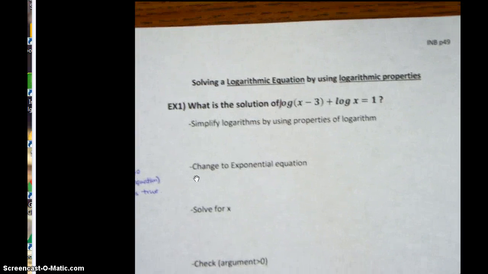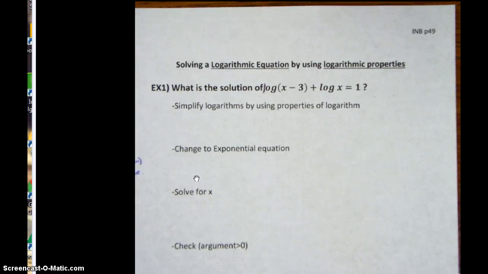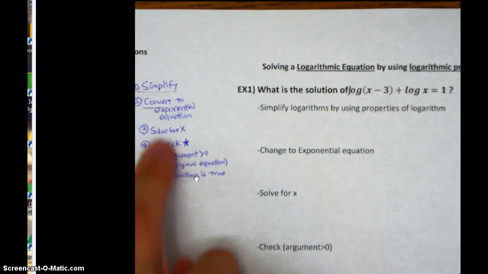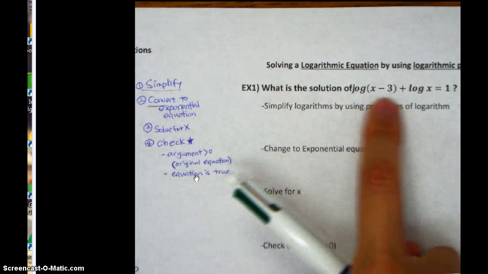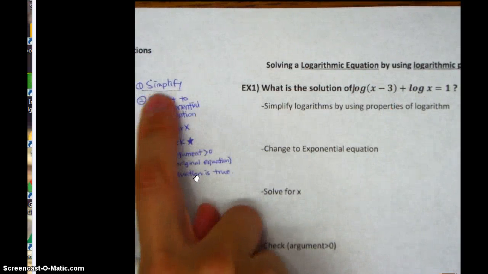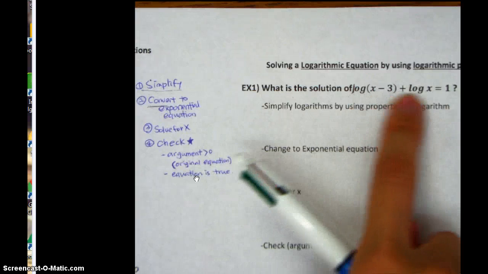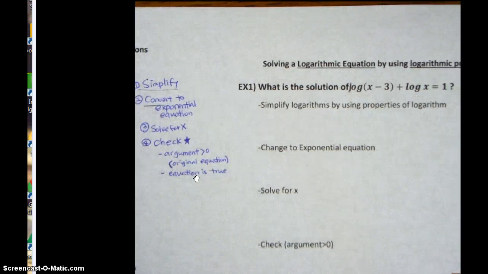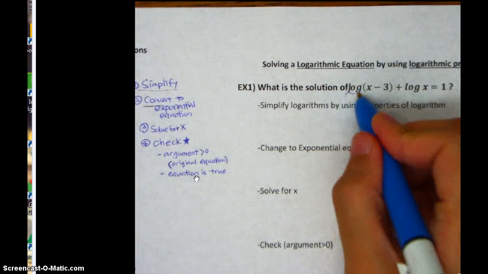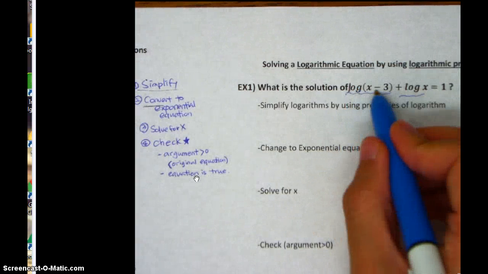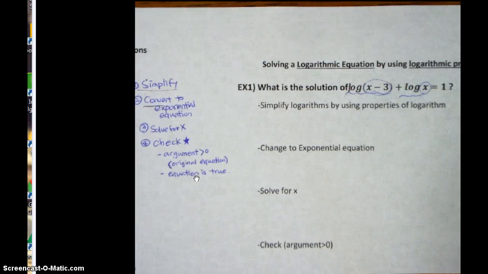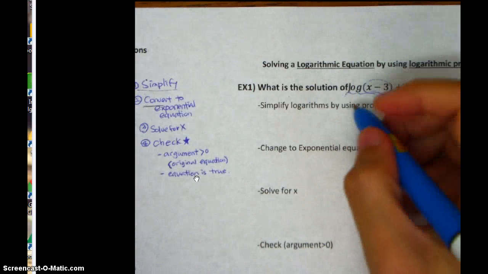Okay, let's look at the next example, which is maybe a little more complicated than the previous one, but we just have one extra step, which is to simplify. Because we have two logarithms in this equation, we want to simplify that to one single logarithm. So we can use our product property of logarithms. If two logarithms are added together, we can just multiply the arguments and make it into one logarithm.